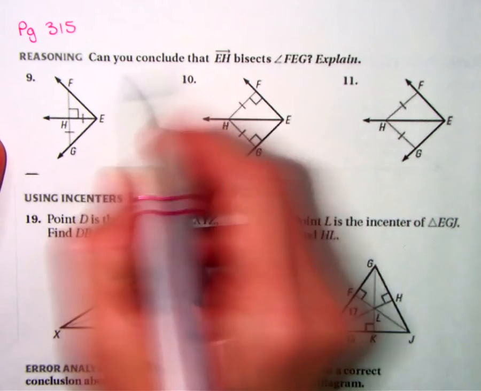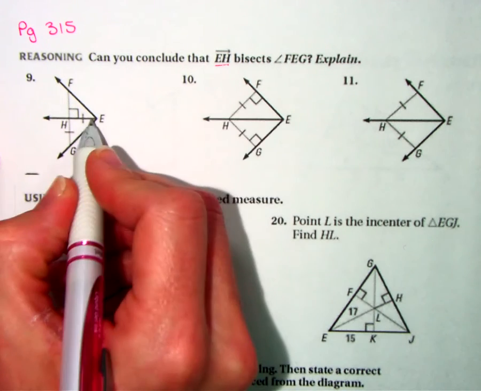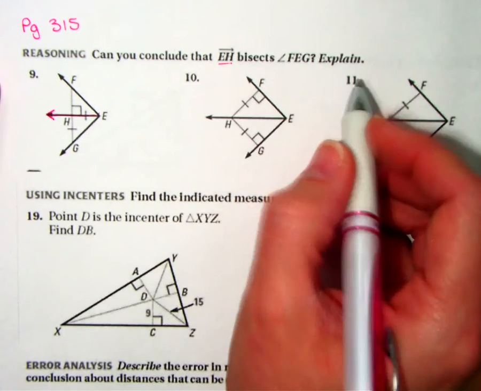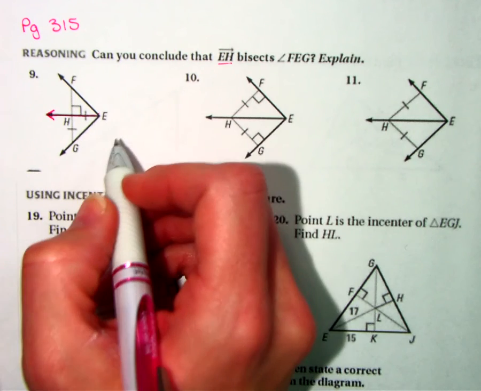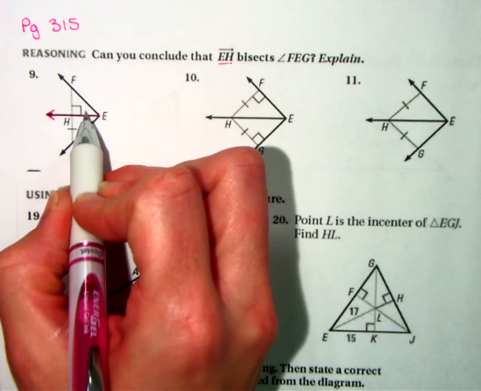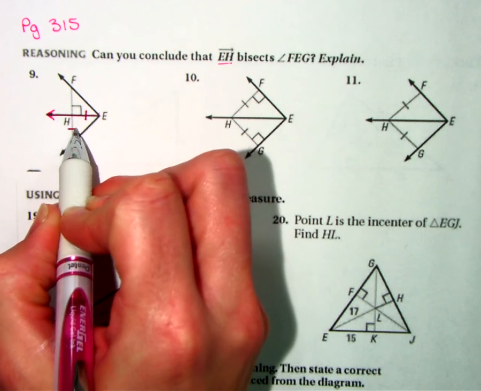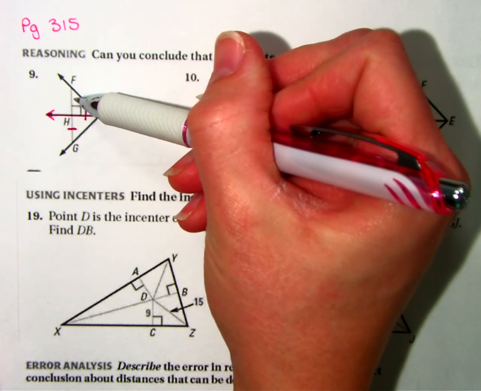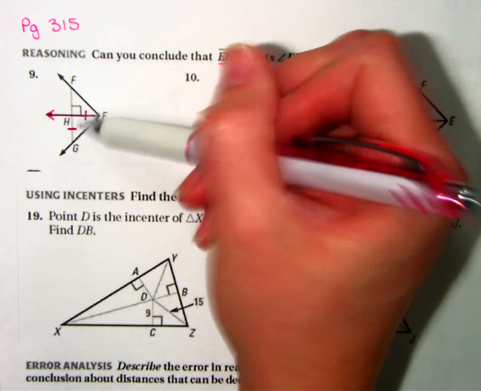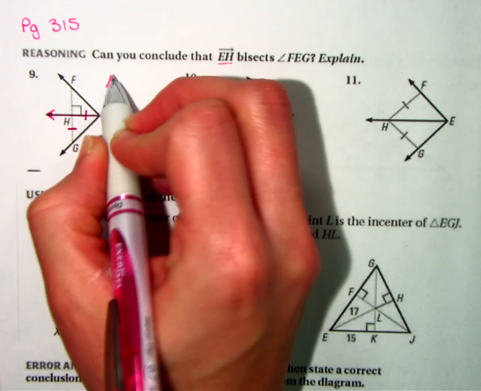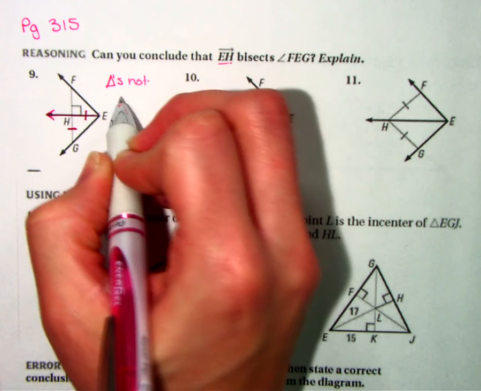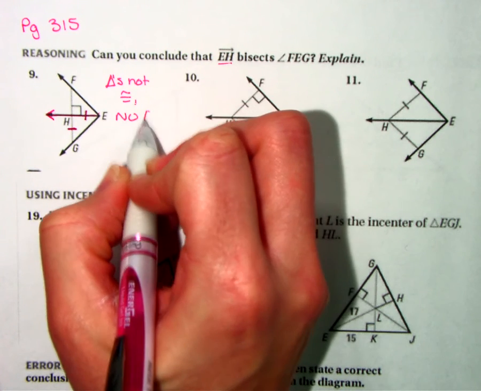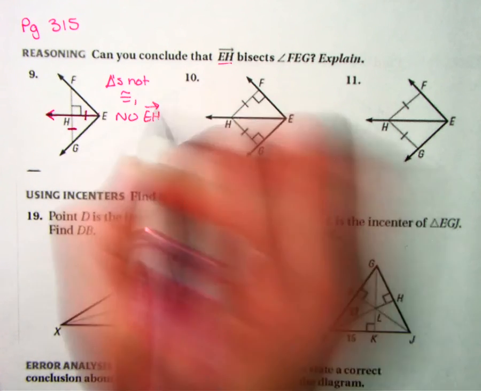So what we're trying to do is see if EH is a ray that's going to bisect the angle E, and then explain. Again, we're looking for the two triangles to be congruent. Because this single tick mark is not on the corresponding side here, it does not make these two triangles congruent. And because the triangles are not congruent, we can say no, EH is not a bisector.